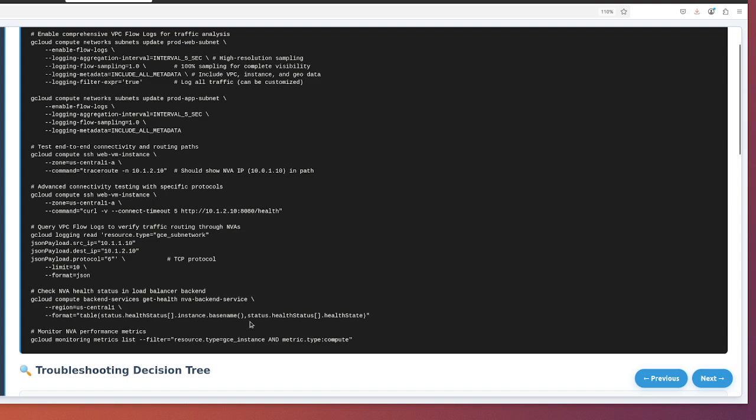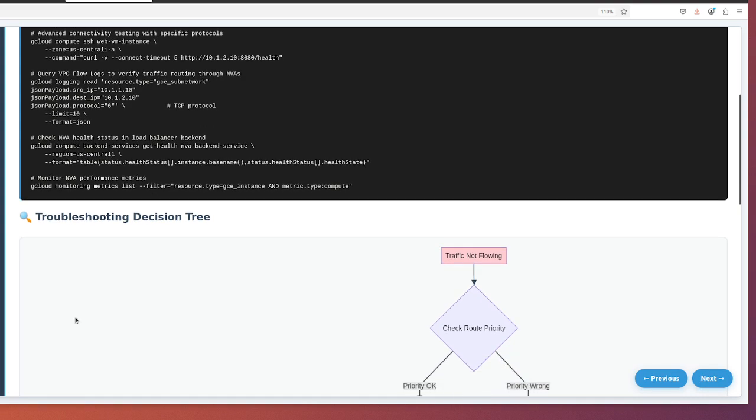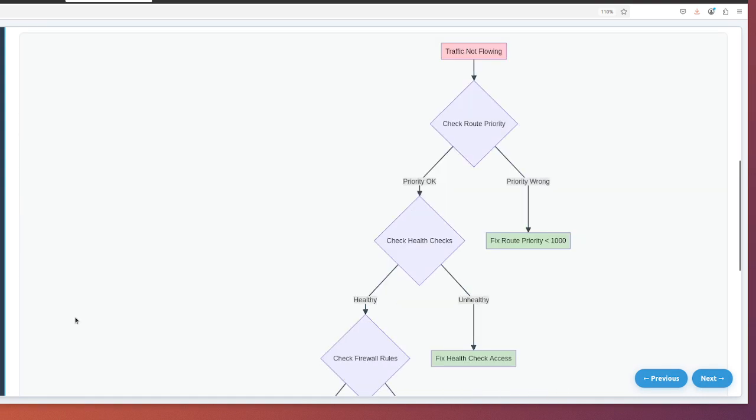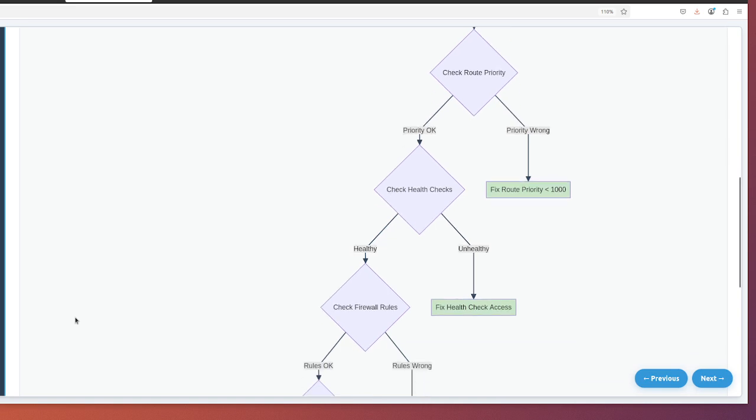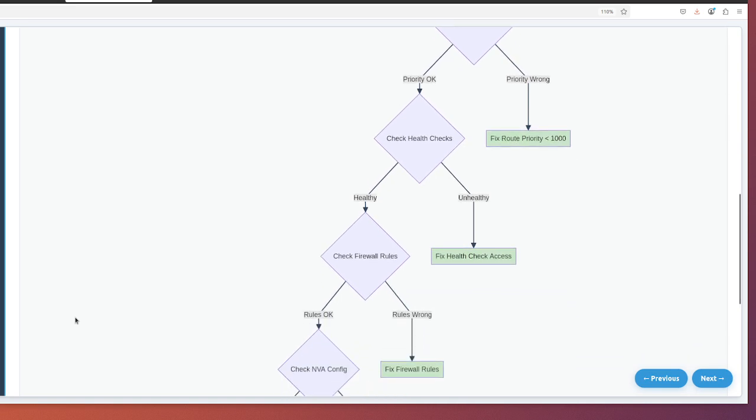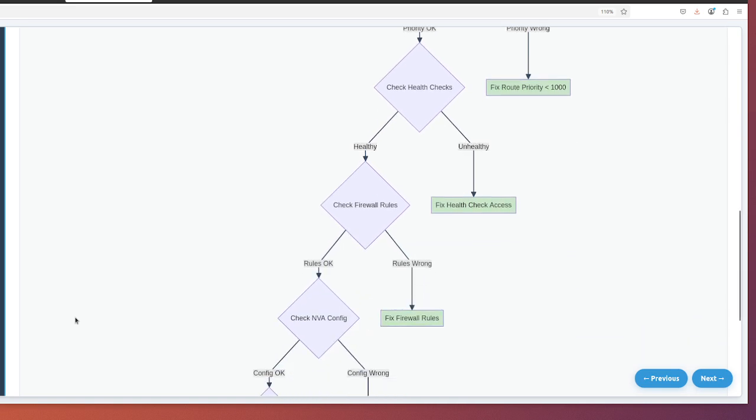In production environments, you should also monitor NVA performance metrics: CPU utilization, network throughput, session counts, and application-specific metrics like firewall rule hits or threat detections. Set up alerting for both infrastructure health and security events. Network Intelligence Center provides additional visibility with topology visualization and connectivity testing. Use these tools to validate your network architecture and troubleshoot connectivity issues.